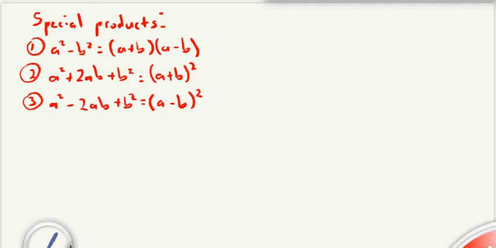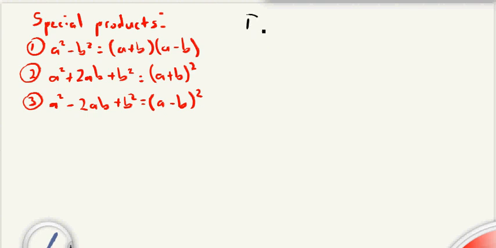Okay, so when we have quadratics, there are just a couple special ones that we can factor using a shortcut method. If we notice that the quadratic we're given looks like a squared minus b squared, or a squared plus 2ab plus b squared, or a squared minus 2ab plus b squared, then we don't have to do any of the work to factor it, really. We can just jump straight to the answer using these special rules. Okay, so let's look at some examples of this.